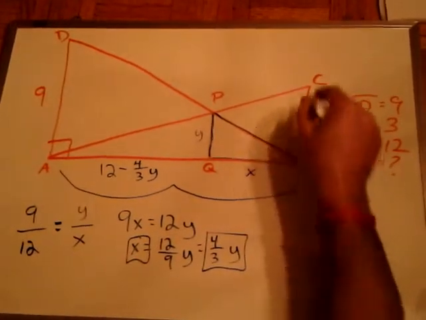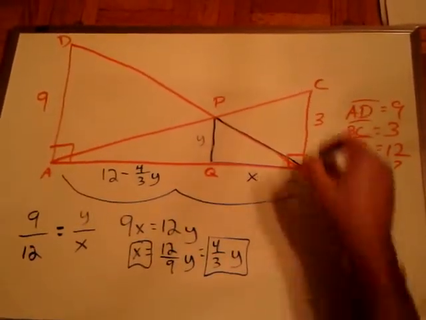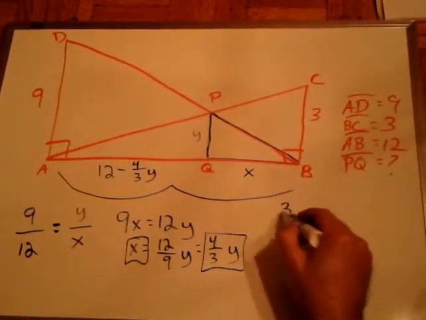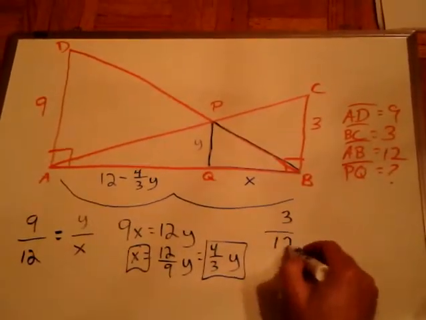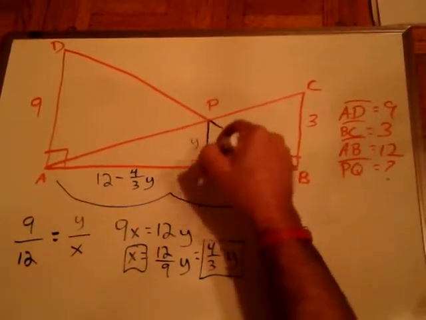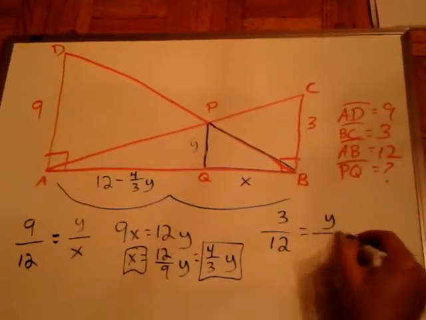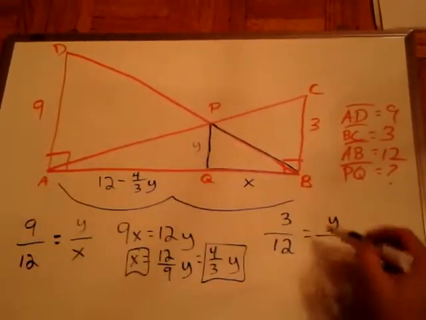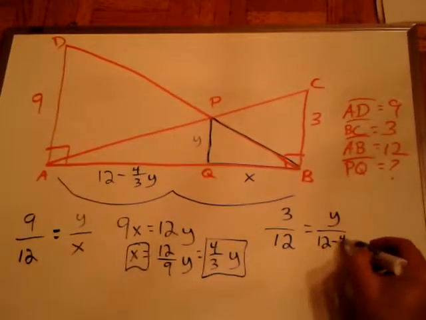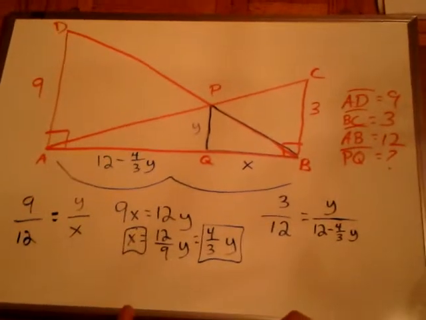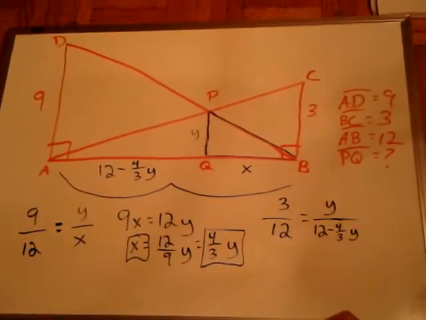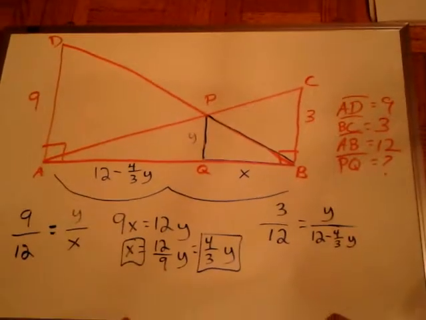So now I'm going to look at this other triangle here. I'm going to say the big height 3 is to the big base, which is 12, as the little height y is to the little base, which is just 12 minus 4/3 y. All right, so now I have that. Now we could do the same thing. Because we only have y's in there, I should be able to get a number here. Let's see if it works.